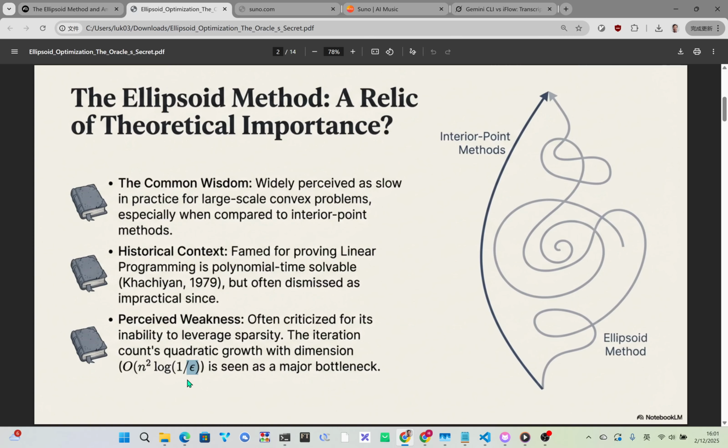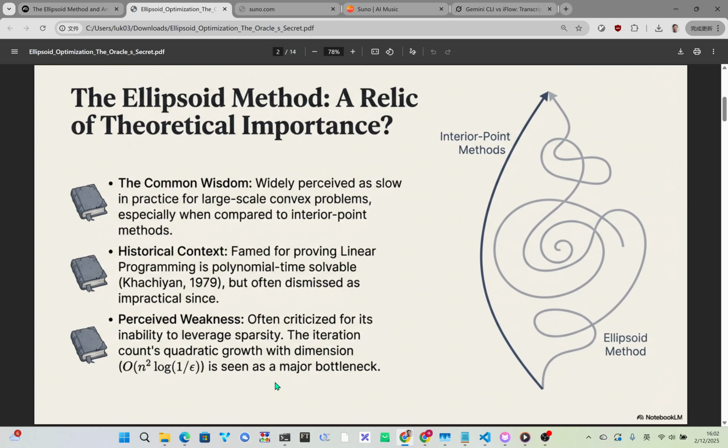And another key criticism is its inability to leverage sparsity. What does that mean for someone who isn't writing matrix equations for a living? So in optimization, sparsity just refers to how many zeros are in the matrices that define your problem. Most real-world problems are super sparse. Most of the entries are zero. Okay. And modern solvers are fantastic at exploiting that. They can basically ignore the zeros and solve things much, much faster. The ellipsoid method, at least in its traditional form, doesn't really see that structure, so it looks sluggish.